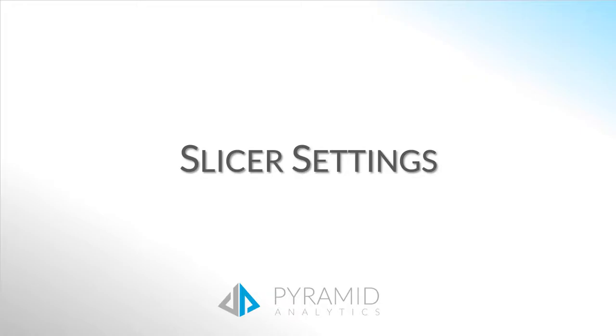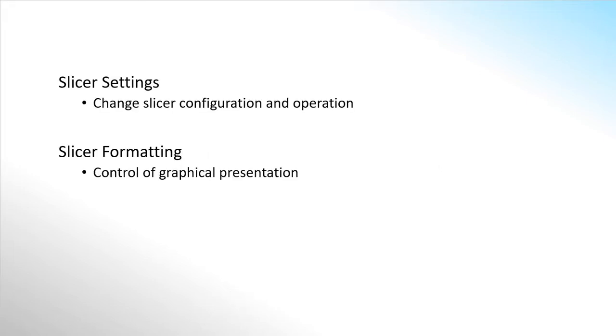In this session, we will cover slicer settings in Discover and Present. Slicers are used to filter queries using hierarchy elements from the data model. For example, a country slice can be used to show only the data for Australia or South Africa.